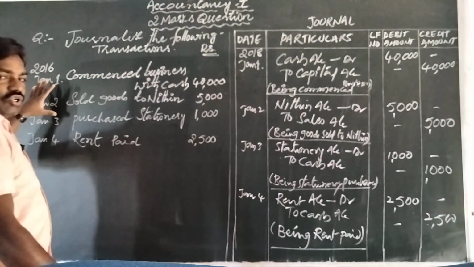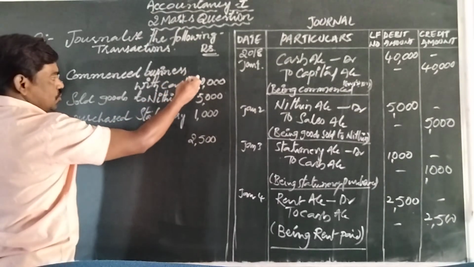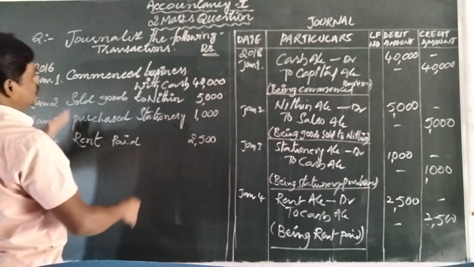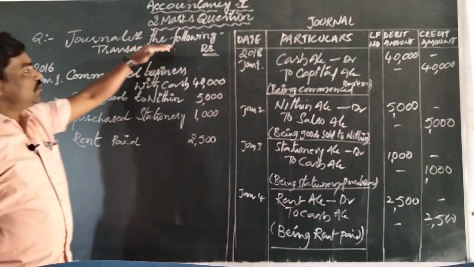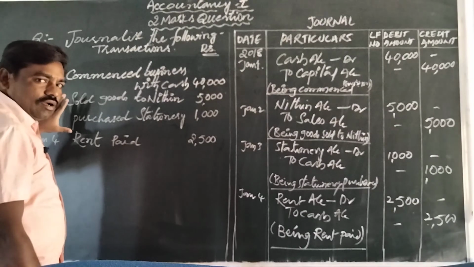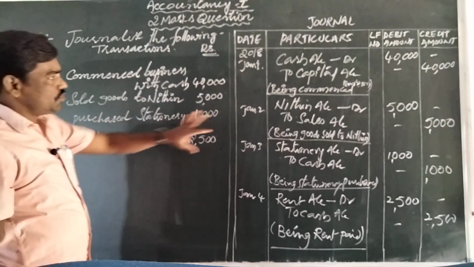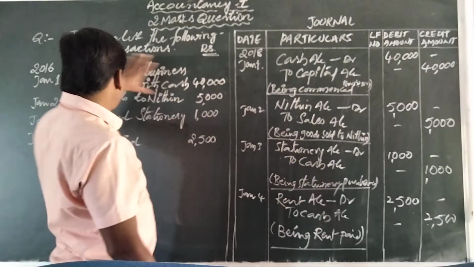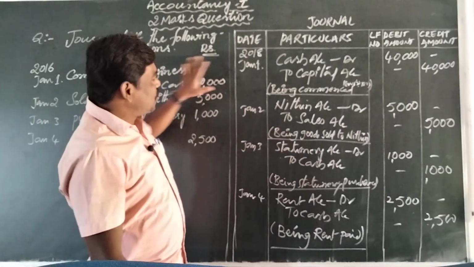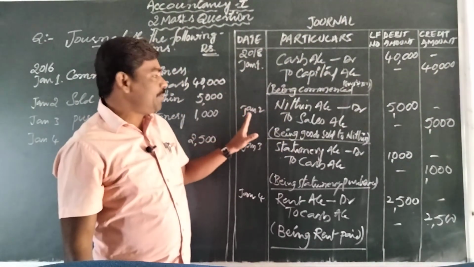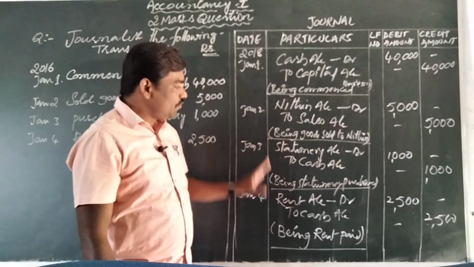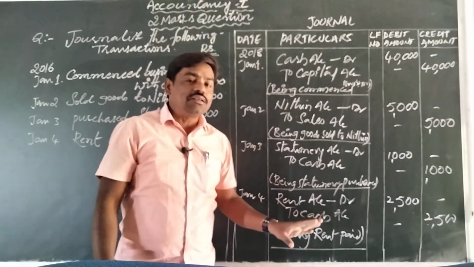In the annual examination, in the last section, you will be given one question for 2 marks for journalizing the transactions. The question will come like this: journalize the following transactions, and 4 to 5 entries will be given in the problem. For the given transactions, you need to write entries in the journal. First prepare the journal pro forma, then write the entries one by one in the journal. In this way, if you write the entries in the journal, you will get 2 marks.